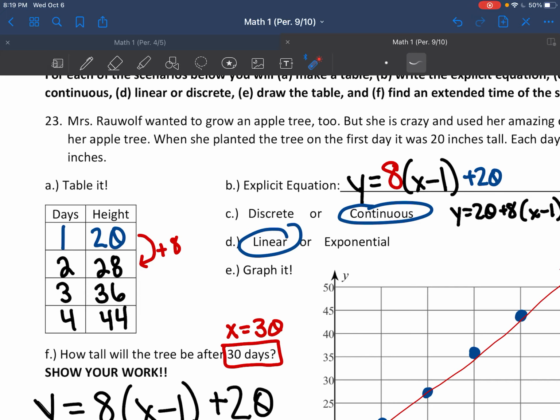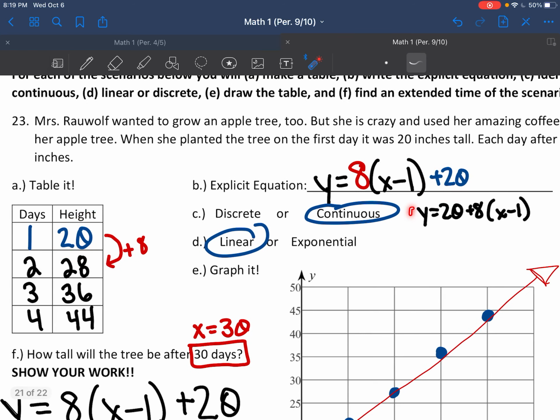Next up is an explicit equation. We want to write it with the common difference first. So 8 times x minus 1, because we started at day 1. This 20 is positive, so we'll write it as plus 20. If you write it the old arithmetic way, I won't take away points because it is still correct.